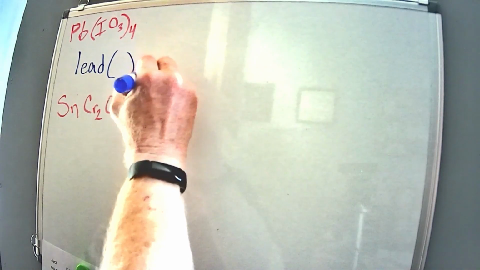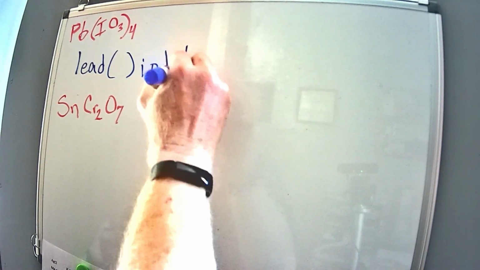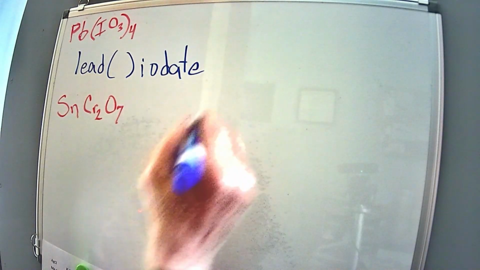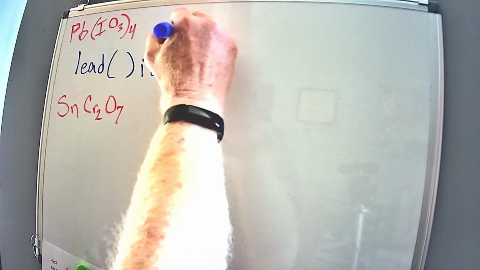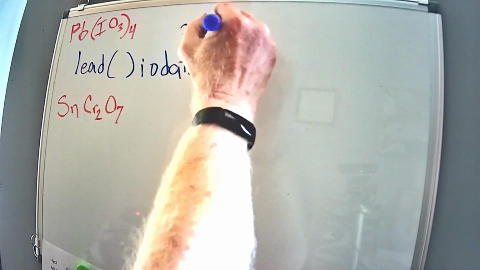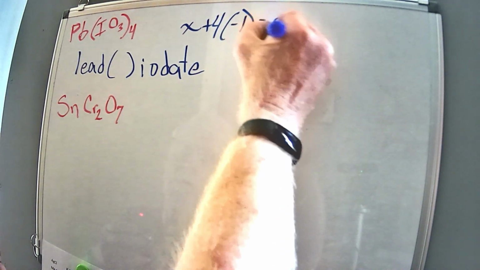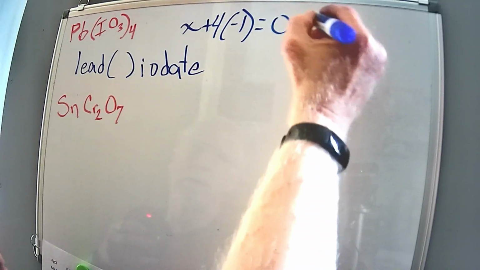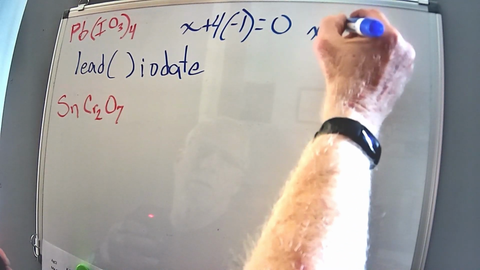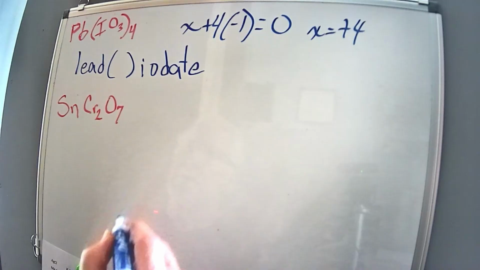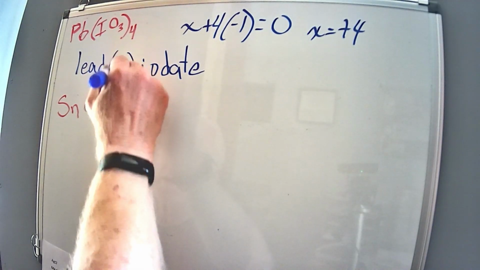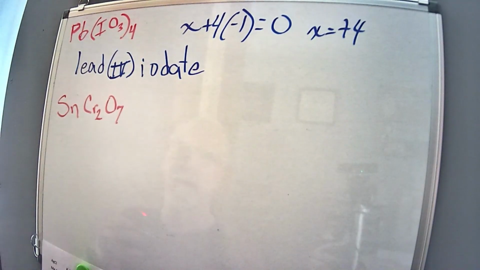Pb is lead. It's one of the ones with multiple charge. IO3 is the iodate ion. So we have the charge of lead. We have 4 of the iodate ions, which is a 1 minus. The whole thing equals 0. So X is equal to a positive 4. So this is lead 4 iodate.